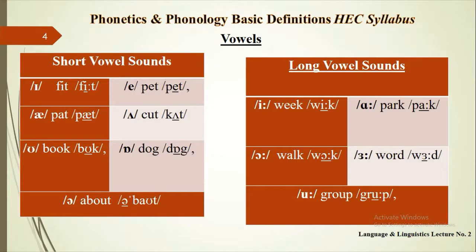The categories of vowel sounds: we have short vowel sounds and long vowel sounds. I have written words to produce short and long vowel sounds. In short vowel sounds, we have e, I, u, a, like fit, pet, pat, cut, dog, about. And in long vowel sounds, we have weak, park, word, and group.